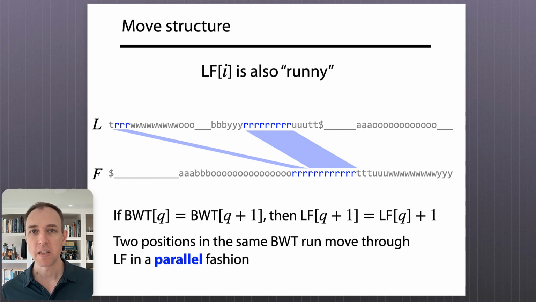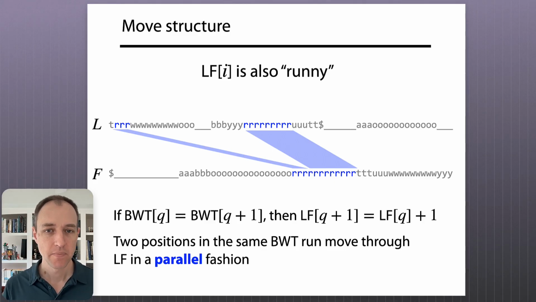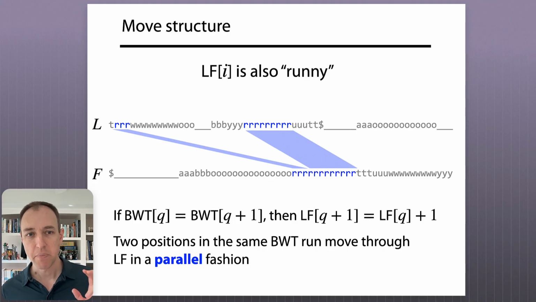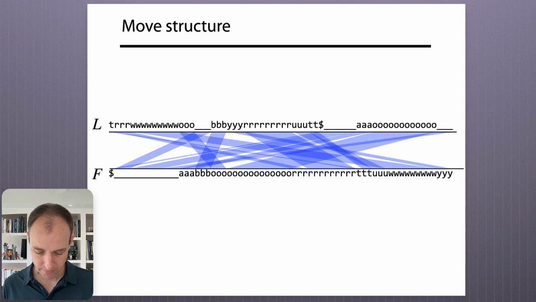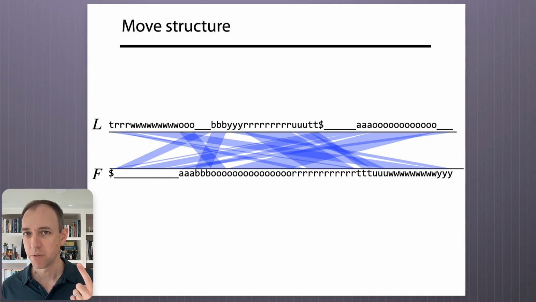So the LF mapping is, as a block in a way, going to block permute them to a particular block of letters in the first column. Okay, so this is what I mean when I say the LF mapping is runny. The LF mapping takes letters that are in the same equal letter run in L, in a block, sort of together and in parallel, and maps them to a consecutive stretch of letters in F. Okay? And recall, we use this in the locate query for the R index.